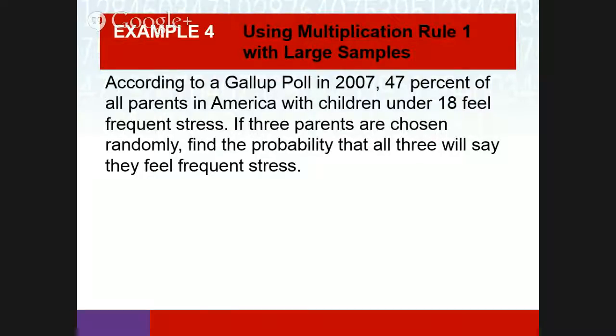So we have this poll. 47% of all parents in America with children under 18 feel frequent stress. If 3 parents are chosen at random, find the probability that all 3 will say they feel frequent stress. Right? 47% of them, so the probability that you pick someone at random and they feel stress is 47%. So what's the probability if you pick 3 people at random? It's the same approach, right? Stress, stress, stress.